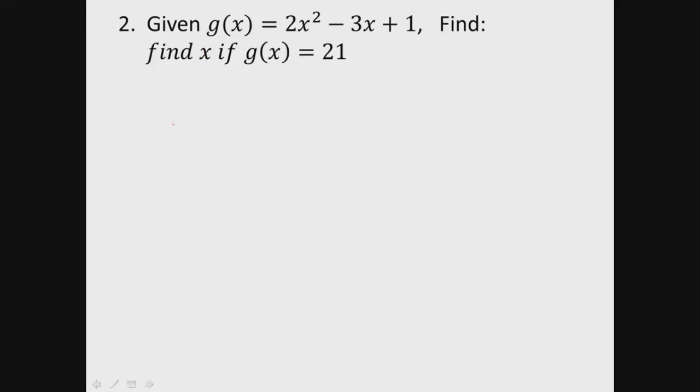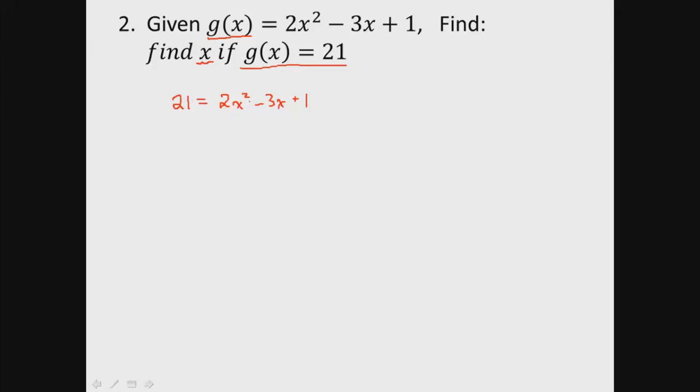The one other thing that we might get on this early one is find x if g of x is 21. So now g of x over here is equal to this function. But now it's saying not subbing in for x. This is like thinking of setting y equal to 21. So we're going to sub in this 21 over here for g of x. So we are going to have 21 equals 2x squared minus 3x plus 1.